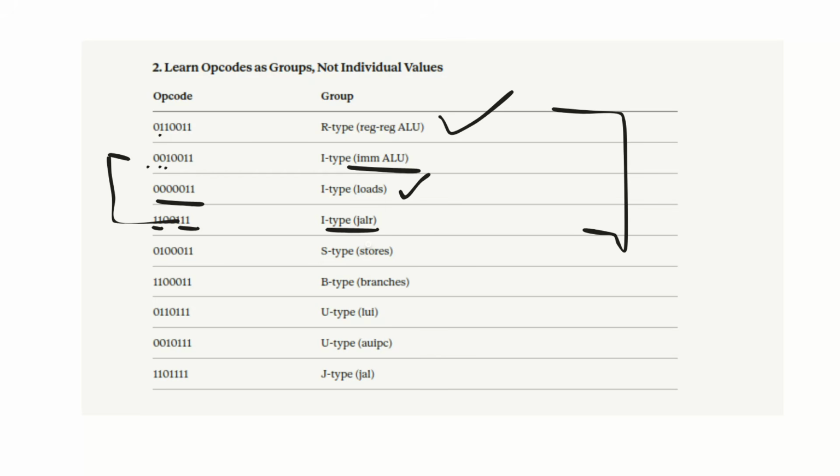Now for JLR, it is a very rare chance to be asked, so it's fine if you don't remember it, but still, for safety purposes, we will learn JLR. So it is 11, 0, 0, 0, 111. Sorry, 1, 1, 0, 0, 111. Fine.